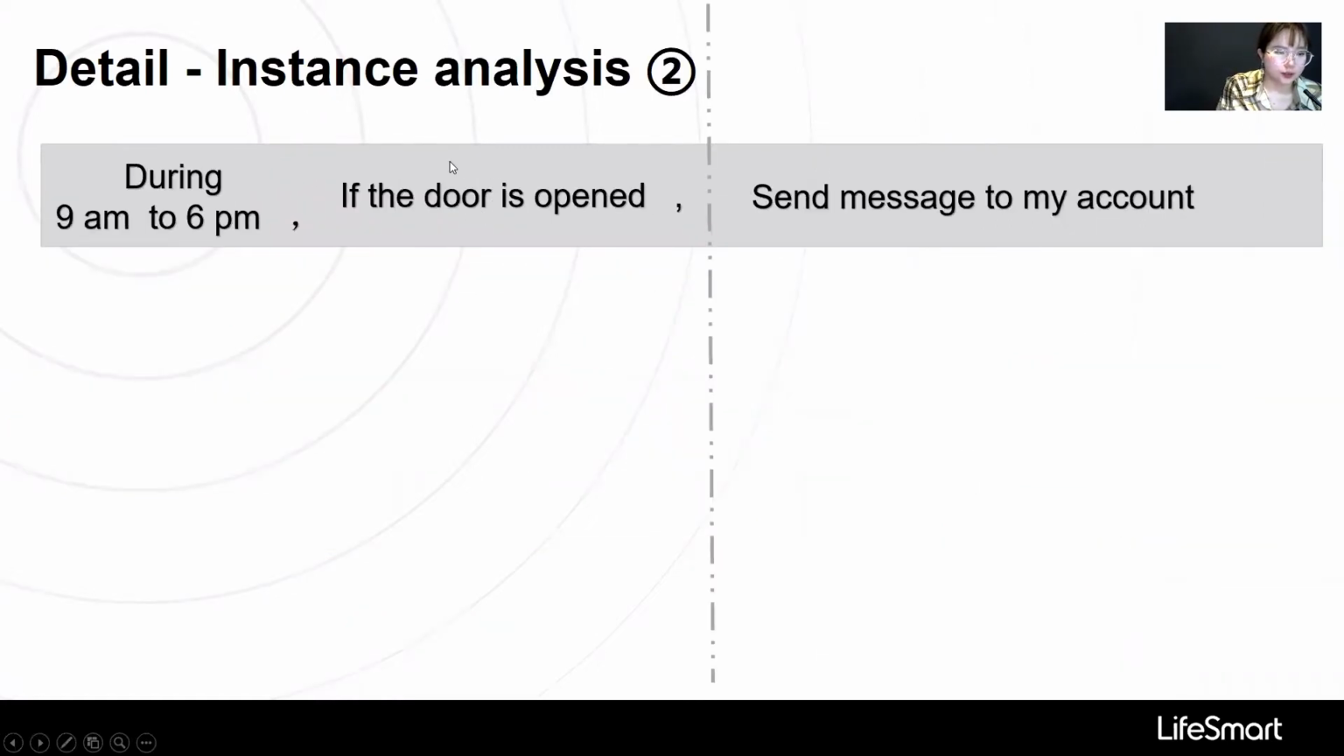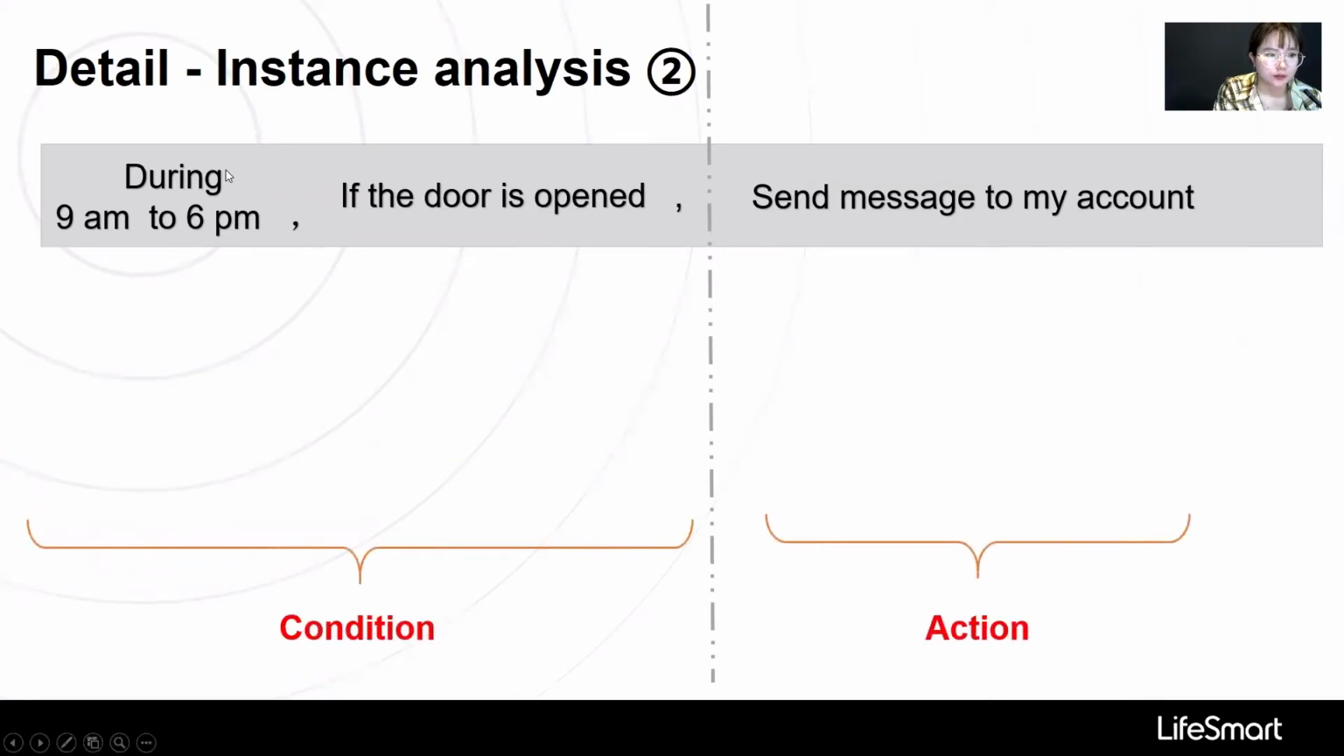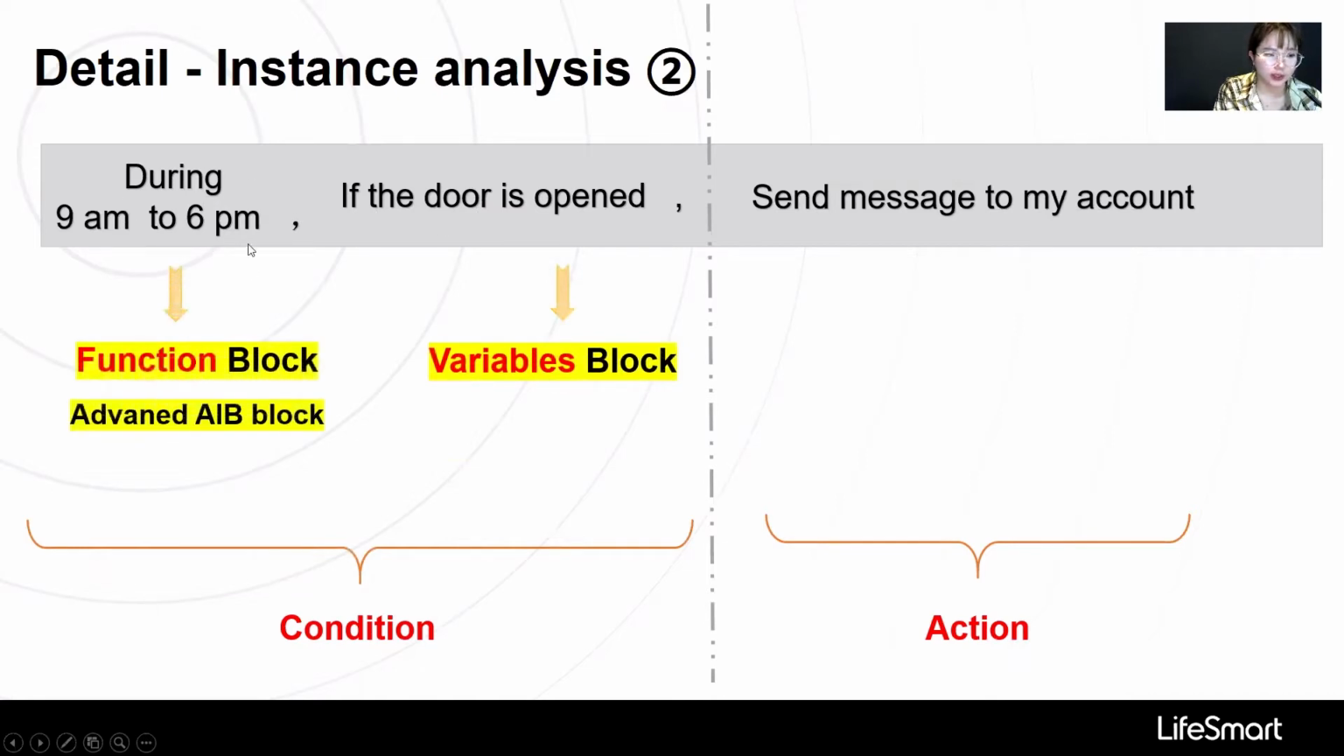Next, second instance: during 9 a.m. to 6 p.m., if the door is opened, send a message to my account. Also two parts, condition and action. So if door is open, it's the same as the one before. It's a variables block. Define what's changed, right? But during 9 a.m. to 6 p.m., we call it a function block.